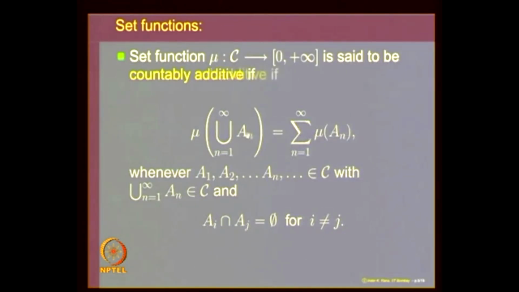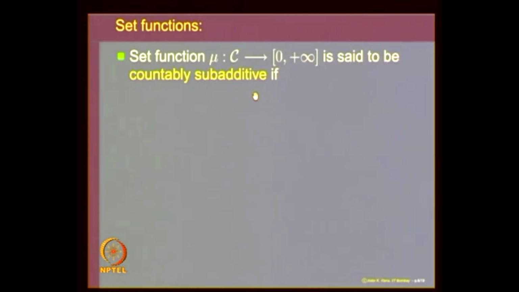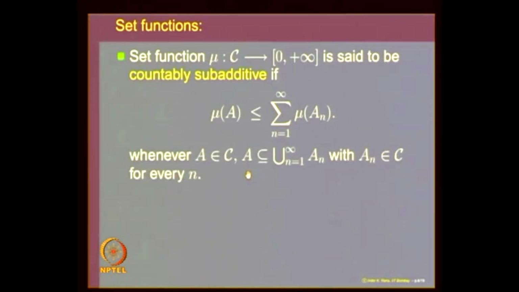There is another notion called countably subadditive, if mu of A is less than or equal to the summation n equal to 1 to infinity of mu of A_n, whenever A is a set in C and A is contained in the union of A_n, where the A_n are also in C for every n.